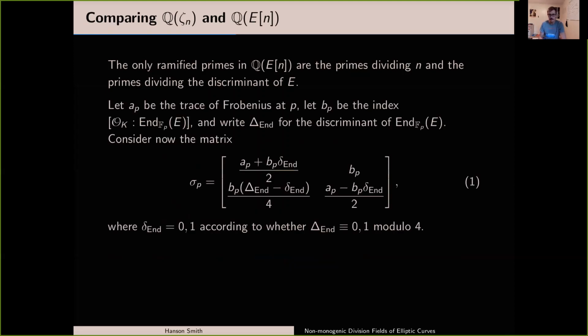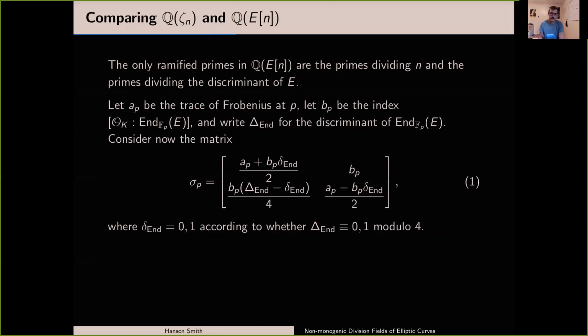All right. Ooh, I should have warned y'all before I hit that next. So for splitting, we need a little bit more notation, but it's still a very nice description. So A sub p is going to be the trace of Frobenius at p. B sub p is the index of the endomorphism ring of my elliptic curve in the maximal order of the imaginary quadratic field that it lives in. And then delta sub end is going to be the discriminant of that endomorphism ring, that order in the maximal order. And I can write down this 2 by 2 matrix.